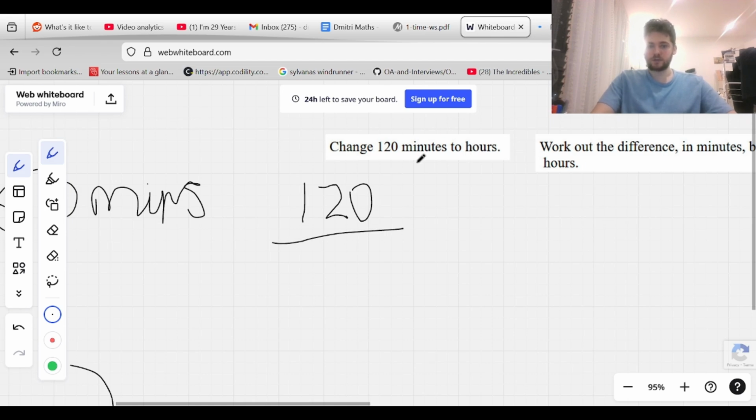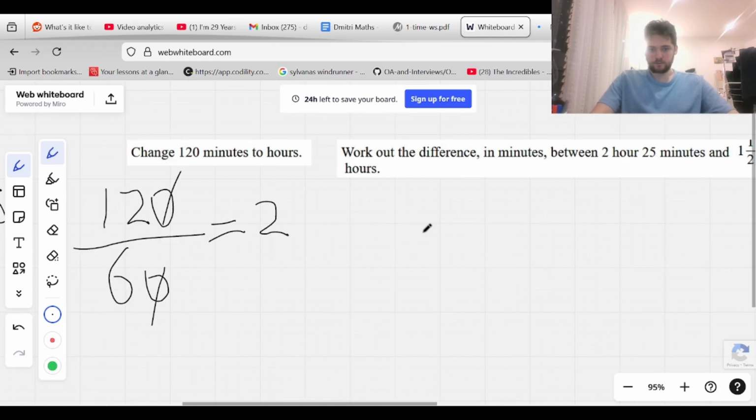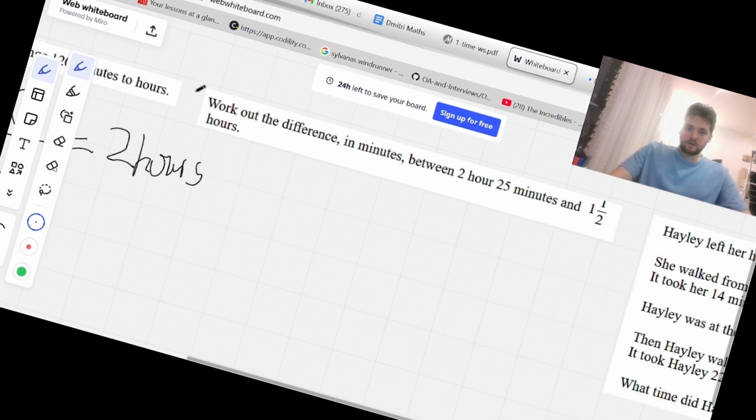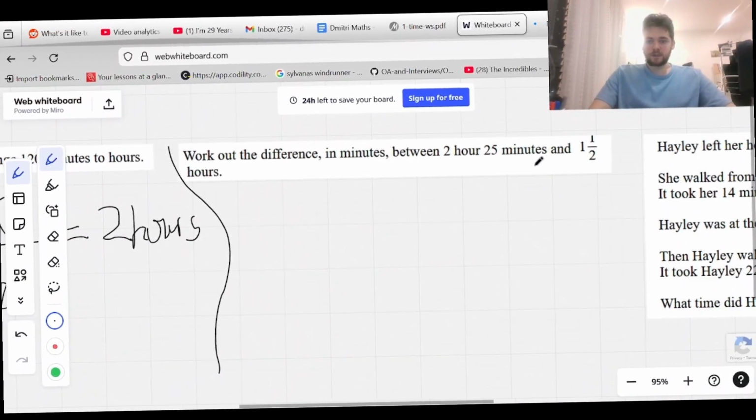So the important thing is the first thing we do, we put it all into the same form, into minutes. We convert it, we get 120 over 60 minutes, which is, of course, cancel out the 0, we get 2. 2 hours. Don't forget to put the unit of measurement. Work out the difference in minutes between 2 hours, 25 minutes, and 1.5 hours.